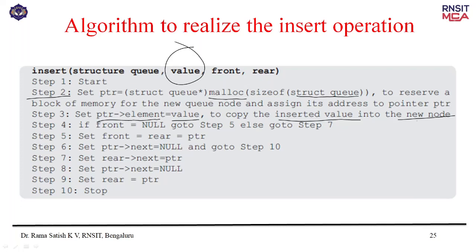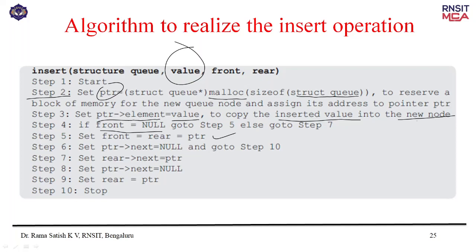Okay, it is stored. Next, you check whether the queue is empty or not. If the queue is empty, that is, front is equal to null, what do you do? Go to step 5. If there is no node in the queue, front is equal to rear is equal to pointer. Pointer is the one for which you have allocated memory. That is the new element. So it is done. If not, if it is already there, what do you do?